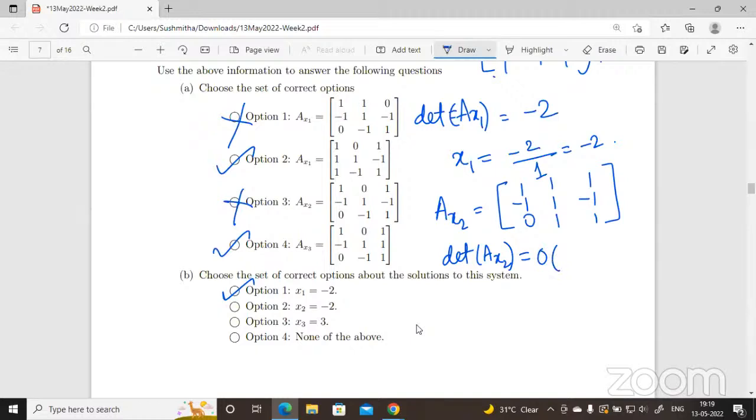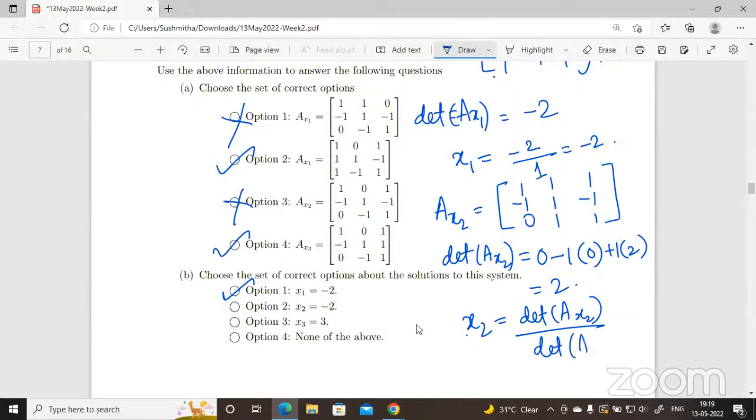0 times minus 2. Okay, 0, it doesn't matter. Then minus 1 times minus 1 plus 1, 0, plus 1 times 1 plus 1, 2. So what is x2? Determinant of A2 by determinant of A, that is 2 by 1, 2. Okay, so this 2 is wrong.